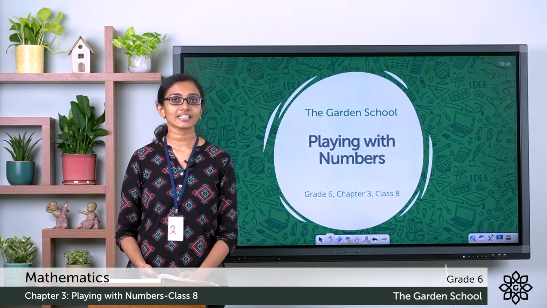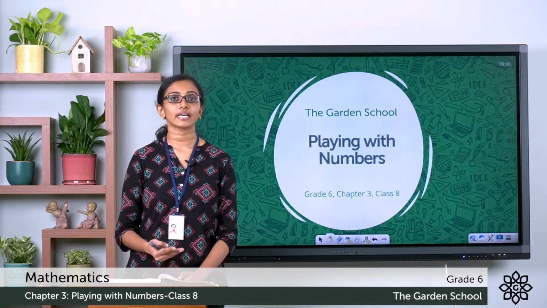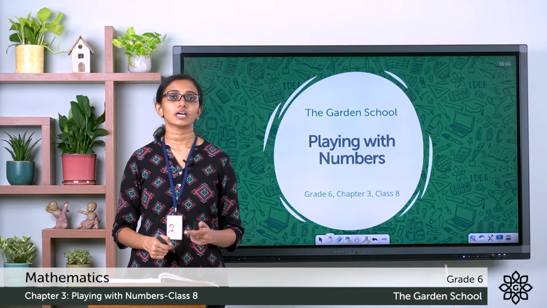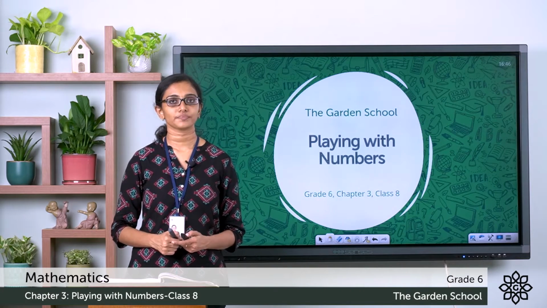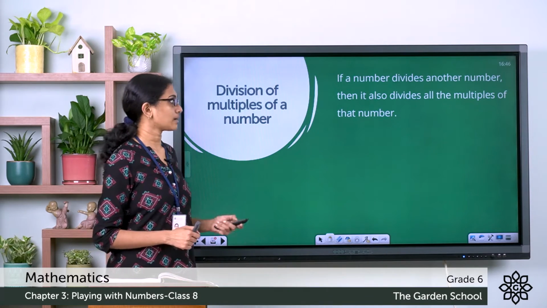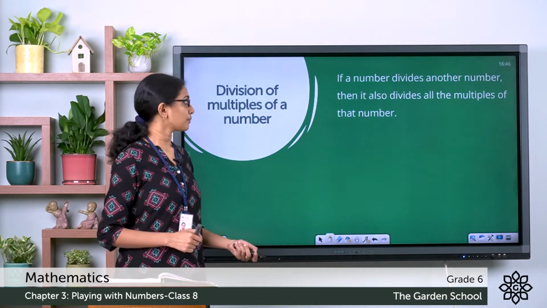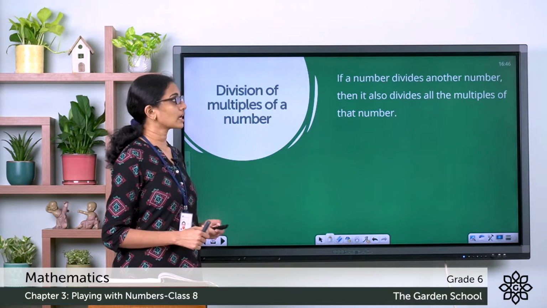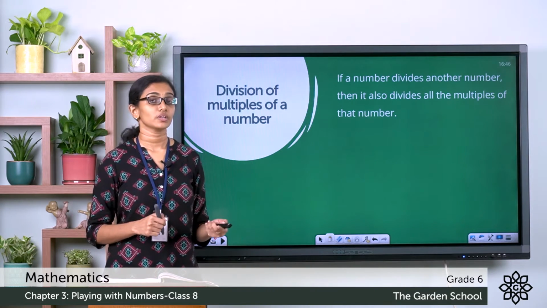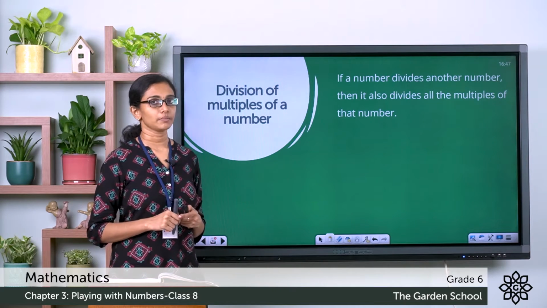In the previous class, we learned different tests of divisibility. So today, let's learn some more divisibility rules. The first one says if a number divides another number, then it also divides all the multiples of that number. Let's make it more clear with an example.